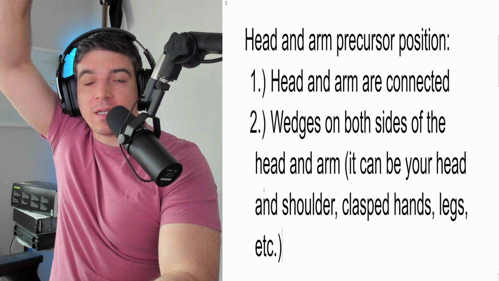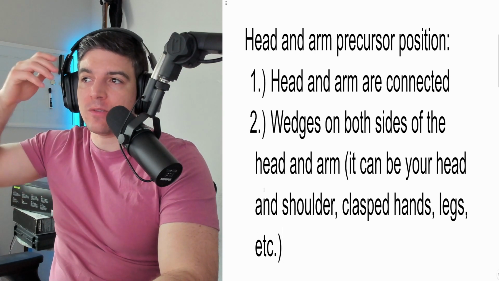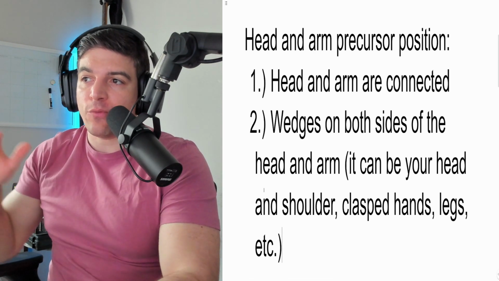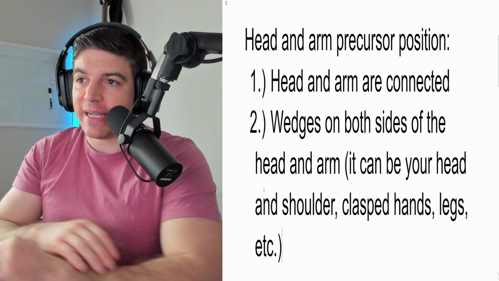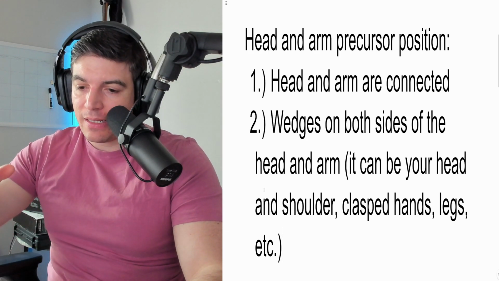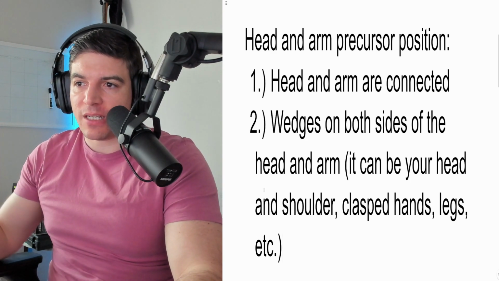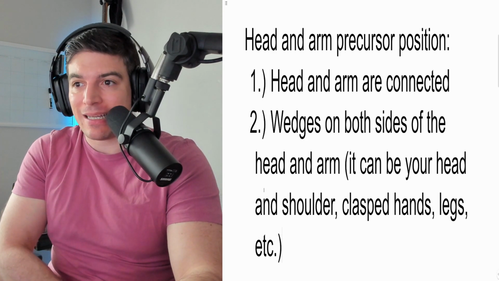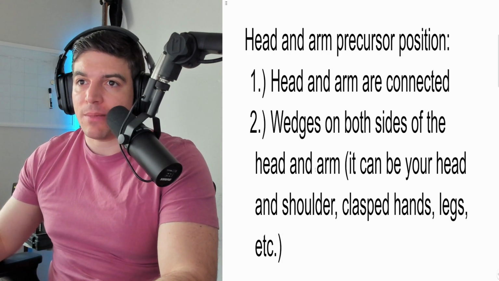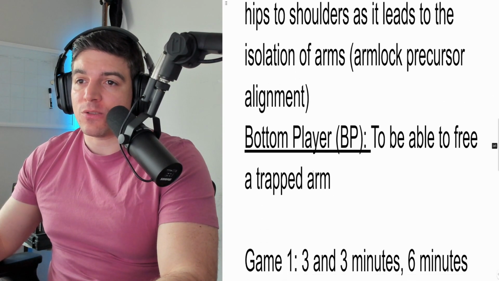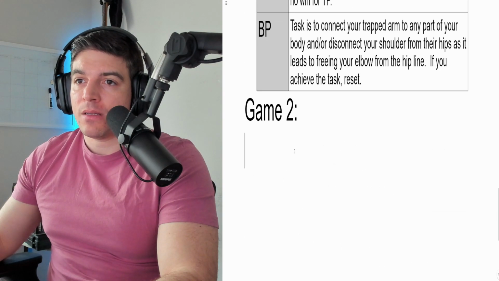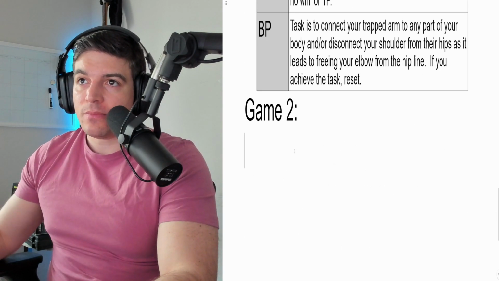So head and arm connected. Obviously, I'm not going to slam into my headphones, but head and arm connected. And then you have wedges on both sides. That can come in the form of clasped hands. That can come in the form of a head and clasped hands. That can come in the form of legs for a triangle, for example. It can come in the form of your bicep. Many things you could do. Just something on both sides of the head. That's a head and arm precursor. And we'll do that from a chest-to-chest position.